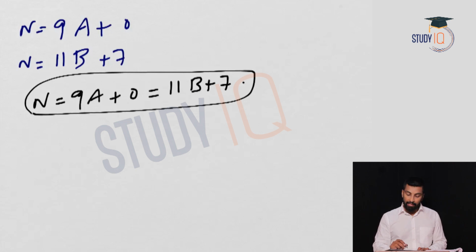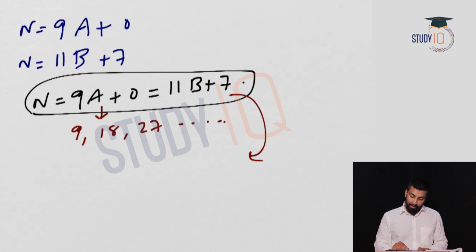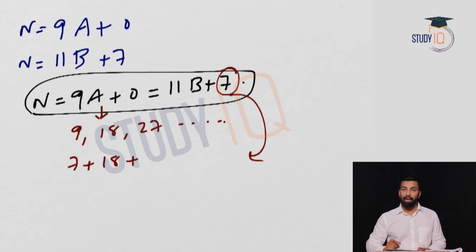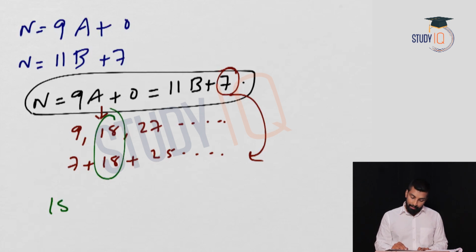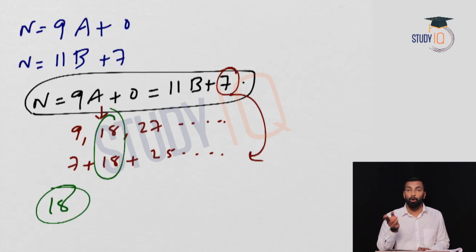So 9a plus 0 means what are the numbers? 9, 18, if you write this series, right? Then 27 etc. it will go. If you write this series 7, plus 11, it will increase in steps of 11. First will be 7. That means divide by 11 leaves the remainder 7, right? 18, 25, etc. But I get a common term here. So 18 is the first such number which satisfies both conditions. That means 18 is your remainder.